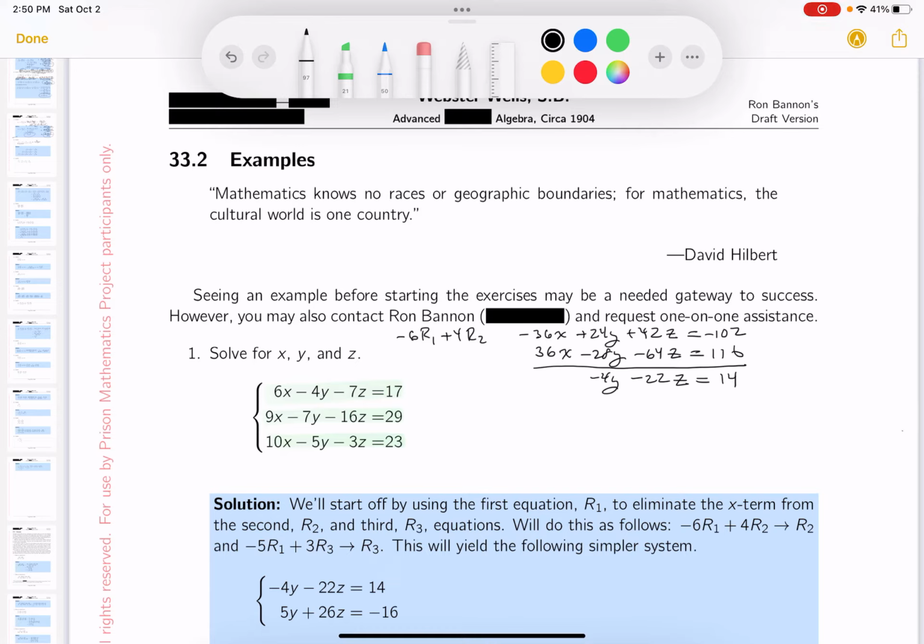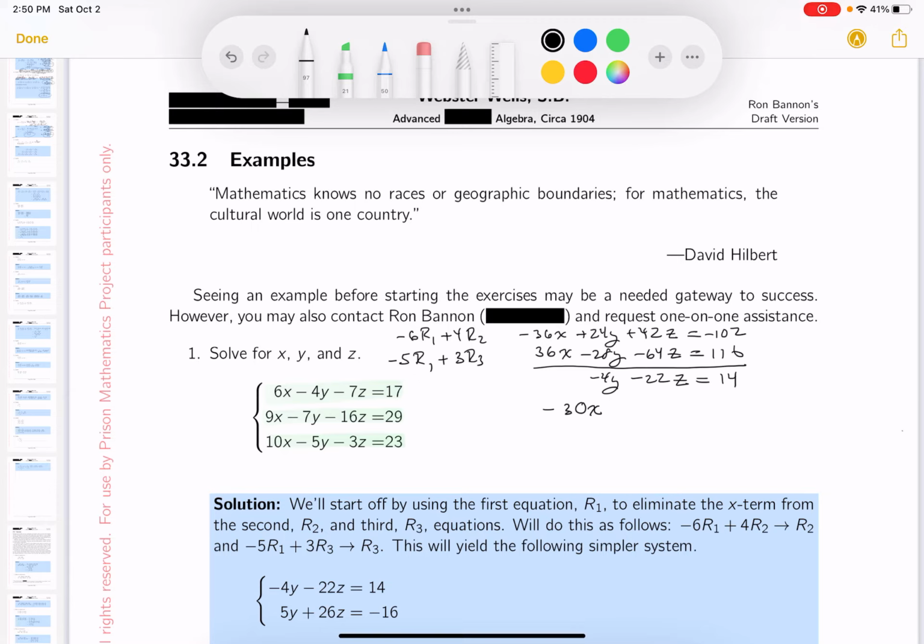Now I'm going to eliminate the x in the third row by using the first row. The way I'm going to do that is I'm going to say the LCM between 6 and 10 is 30. So I'm going to say minus 5 row 1 plus 3 row 3. Let's see what happens there. So minus 5 row 1, that's going to be minus 30x. Give me a second.